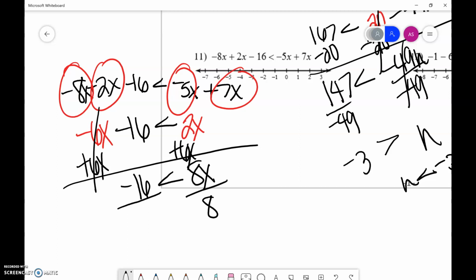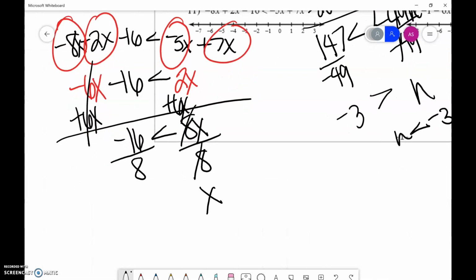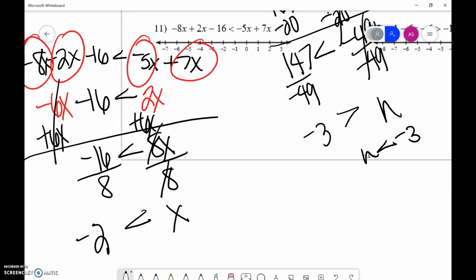I'm going to divide by 8. So it cancels out here. And I divided by a positive, so it's going to stay the same this time. Then I have negative 16 divided by 8. That's going to give me negative 2. So I'm going to have an open dot on negative 2. And x is greater, because remember, if I rewrite it, it's greater. And it's going to go to the right, like so.